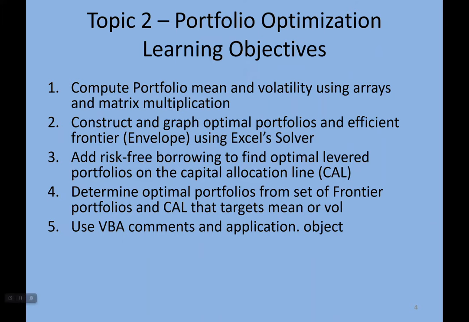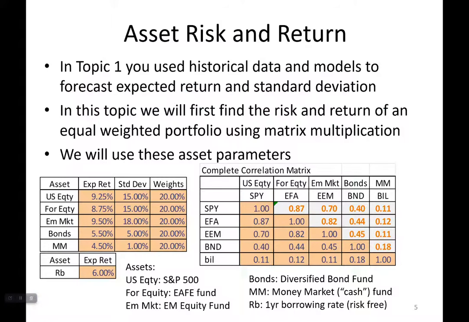Learning objective number 1, we're going to compute portfolio mean and volatility using arrays and matrix multiplication. This is a bit of a longer one, but the next ones are a little shorter, I believe. So let's first talk about where we are in the course.